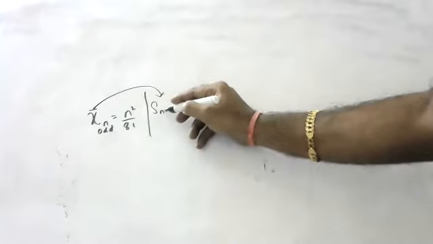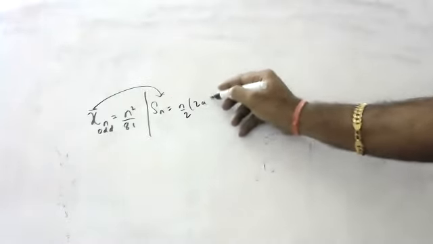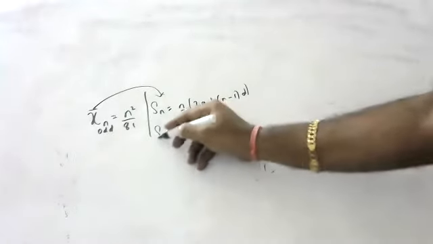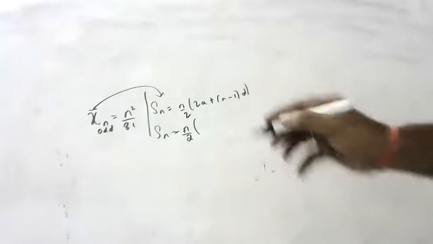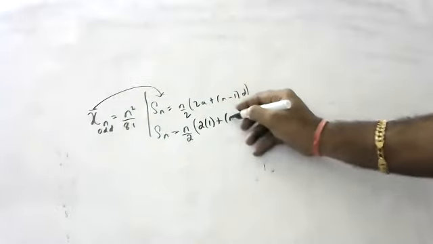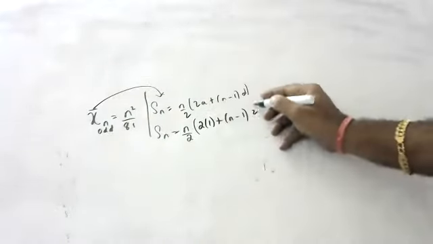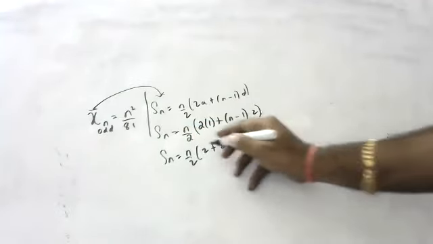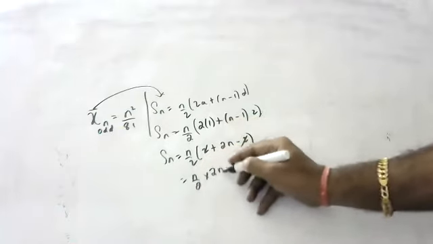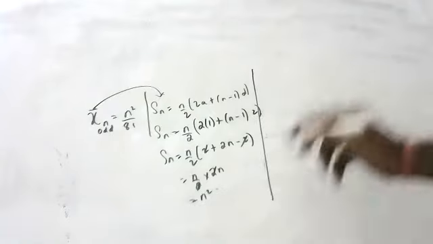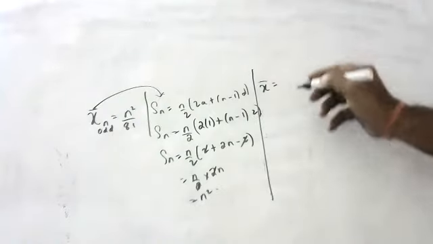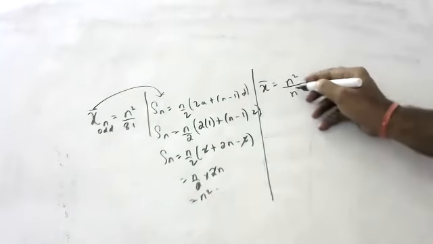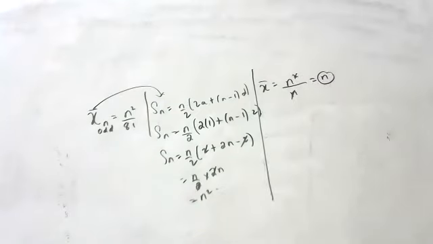This is the mean. So the sum of all odd natural numbers is n by 2 into 2a plus n minus 1 into d. The first term is 1, and the common difference between any two odd natural numbers is 2. So the sum is n by 2 into 2 plus 2n minus 2, which is n by 2 into 2n, that is n square. So the mean is the sum divided by n, that is n only.